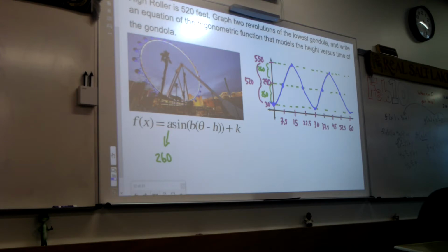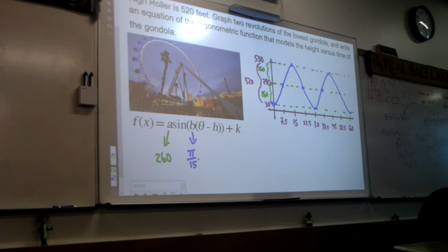And someone could argue, couldn't it be represented as a cosine wave? And the answer is, yeah, sure. You just have to change the phase shift. Okay, so now writing the equation, Peyton already told us that the amplitude is 260. Josh, you already told us what B would be. If we want the period to be 30, what is it?